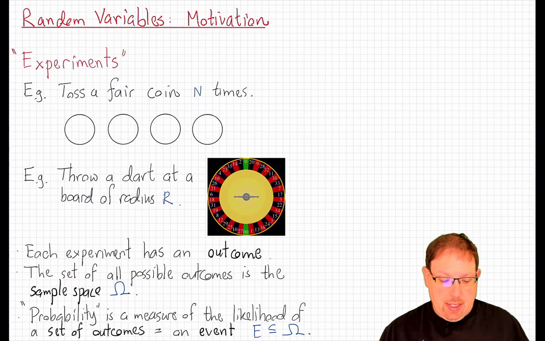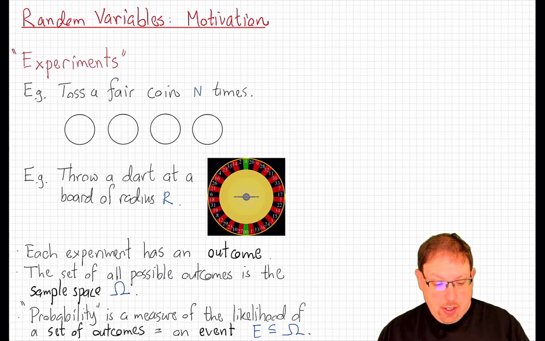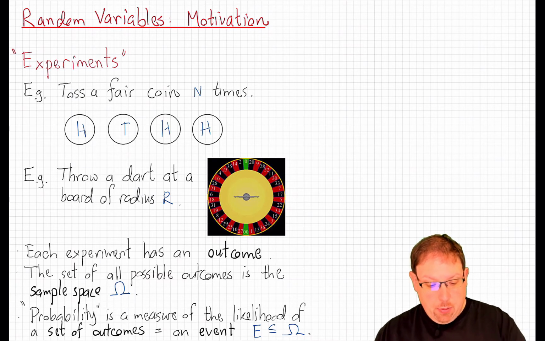Let's return to the casino for some more probabilistic intuition. Recall that we framed our understanding of probability in terms of experiments, artificial experiments like tossing a coin and throwing a dart at a dartboard. We considered events like tossing a coin 4 times and getting an outcome like heads, tails, heads, heads. We considered throwing a dart at a dartboard and landing somewhere in the middle.